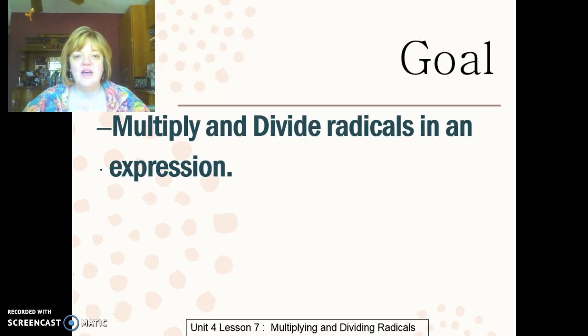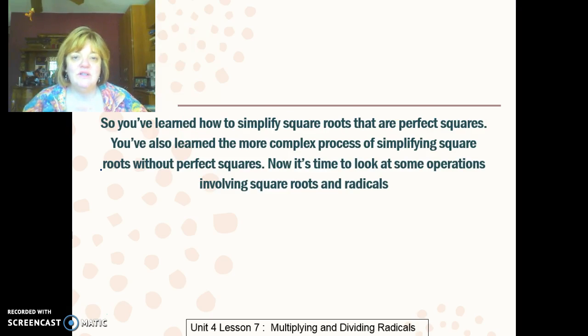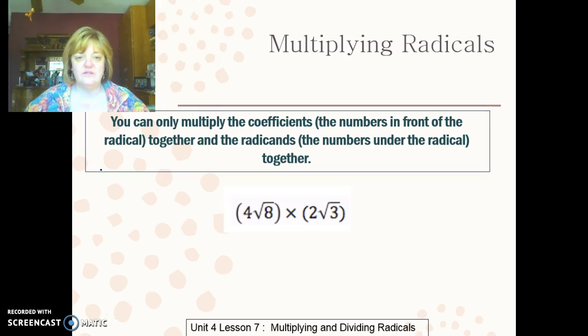We are going to multiply and divide radicals today, and we're going to have them in little expressions. You already know how to simplify square roots when they are perfect squares. You also know how to simplify square roots and cube roots when they're not so perfect. But now we're going to learn how to evaluate radicals when we find them in expressions, especially multiplying and dividing. That's our topic for today.